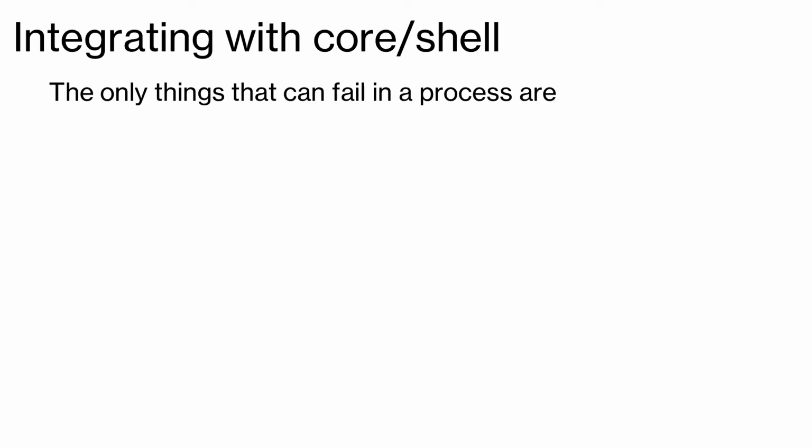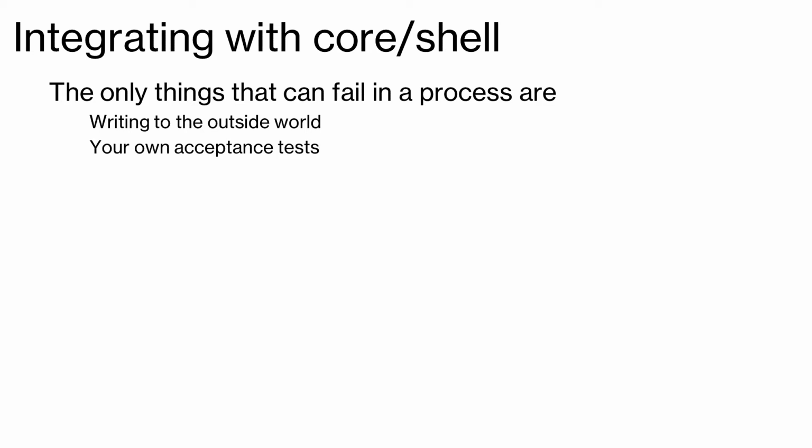So let's also integrate this with the core shell divide that we've been using many times now. We have a couple things that can fail in our process. We have the expected errors and we have the unexpected errors. The expected errors are the outside world isn't particularly cooperative today. Writing to a file didn't work, writing to network didn't work. And then we have our own program, which was the developer, which is yourself, wasn't particularly cooperative yesterday and introduced a bug. So you failed your own acceptance test. So these are the 2 sources of problems, 2 sources of triggers in your program.